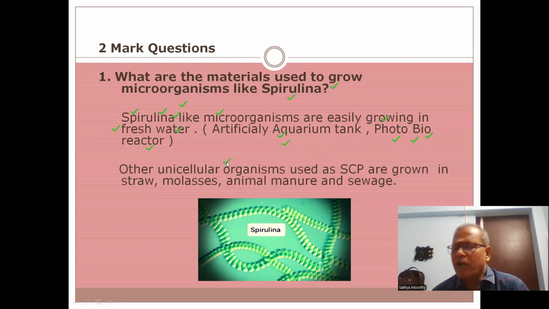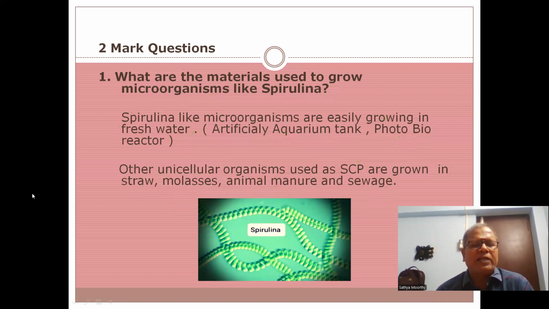Other unicellular microorganisms used as protein diet for human consumption or fodder for animals, that is SCP, are grown in paddy straw, sugar waste molasses, animal manure like cow dung, and sewage. So we grow microorganisms in fresh water, aquarium tank, or photobioreactor, and other unicellular organisms, especially the saprophytic organisms, in paddy straw, sugar molasses, animal manure, and sewage. Okay.